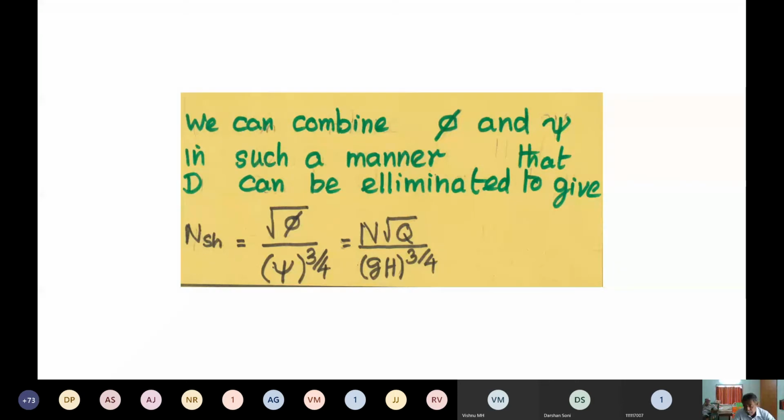Now another interesting thing. We can combine the flow coefficient phi and the head coefficient psi in such a manner that D can be eliminated to give another quantity denoted by NSH, or shape number. It is obtained by taking the square root of phi and dividing by psi raised to the power of 3 by 4. So finally I end up with the expression: shape number equals n into root q divided by gh power 3 by 4.